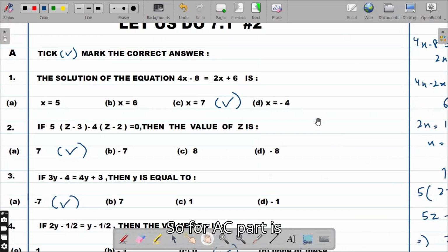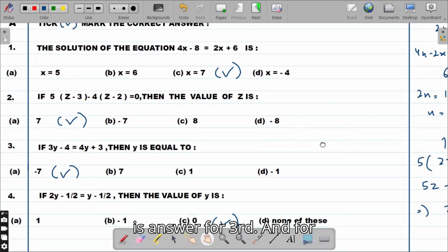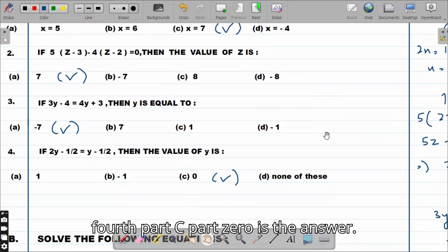So for A, C part is the answer of first. A part is the answer for second. A part again is the answer for third. And for the fourth part, C part 0 is the answer.